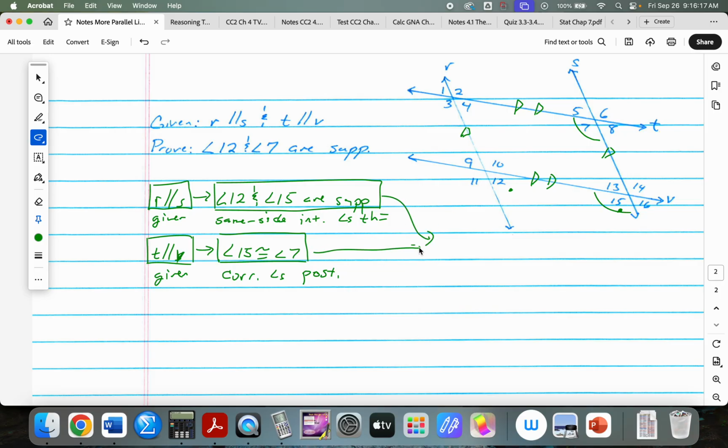Now, we can substitute and say that angle 12 and angle 7 are supplementary by the substitution property. Remember, when you're doing the substitution property, do not write just SUB. You're welcome to abbreviate, but SUB could be the subtraction property, which is a real property. Okay, any questions about that?